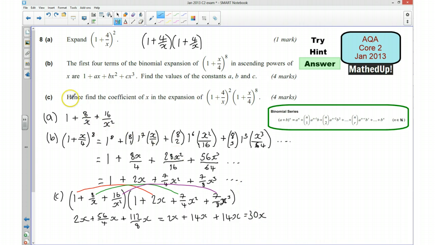Okay, so we're asked to find the coefficient of x, so we can say therefore the coefficient of x is 30. And there you go.